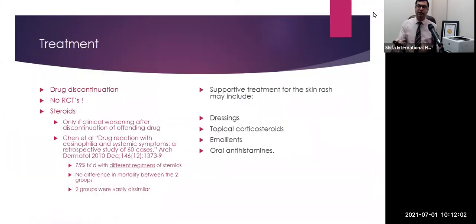So I will probably say initially it's supportive treatment for the skin rash because the child already has got temperature, has a skin rash and lymph nodes. And then obviously you look into the hematological bit of it. But for skin rash, you can do dressing, topical corticosteroids, moisturizers, and antihistamine. That's the sort of basic supportive care.